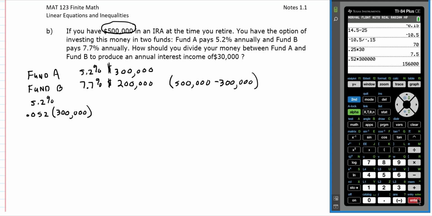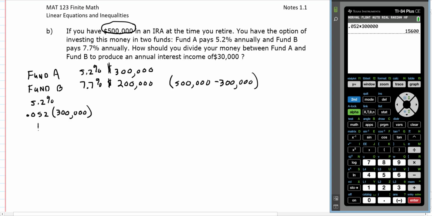Okay, I think I got the right number. Do I have the right number of zeros in there? Oh, I didn't do the decimal right. I knew I was doing something wrong. Okay, so 0.052, and then multiplied by 300,000. A percent is out of 100, so you're dividing by 100, which causes the decimals to move back. Okay, that's more like it. So that's 15,600.